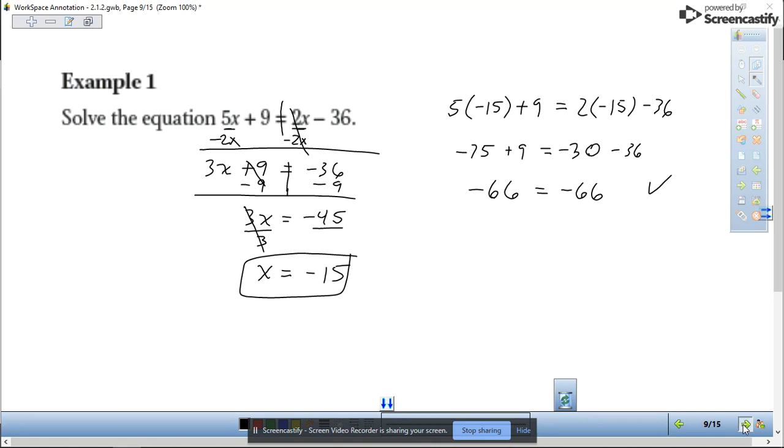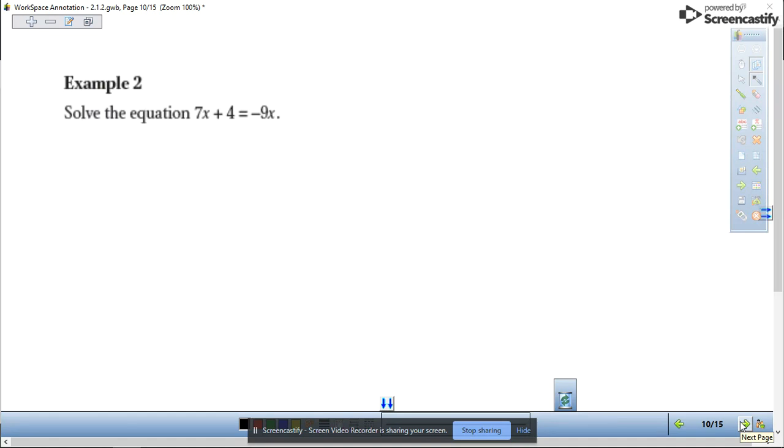Okay? Moving on. Solve this equation. All right. Again, we start by trying to get our variables on the same side. Okay, we want to get those like terms together. But again, I also need to keep in mind that it's separate, right? Left side, right side.